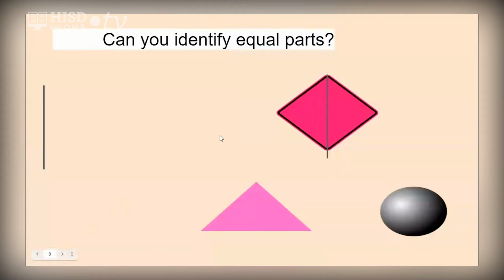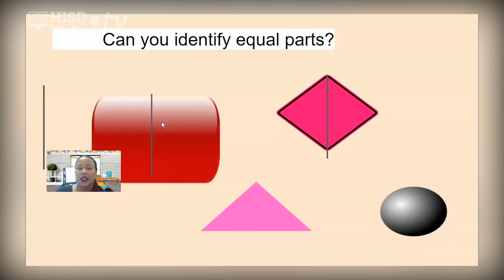Can you help me identify where there are equal parts? We see one shape has already been done for us. Look at the rhombus. On the rhombus, there is a line going straight down the middle of the rhombus to show equal parts.